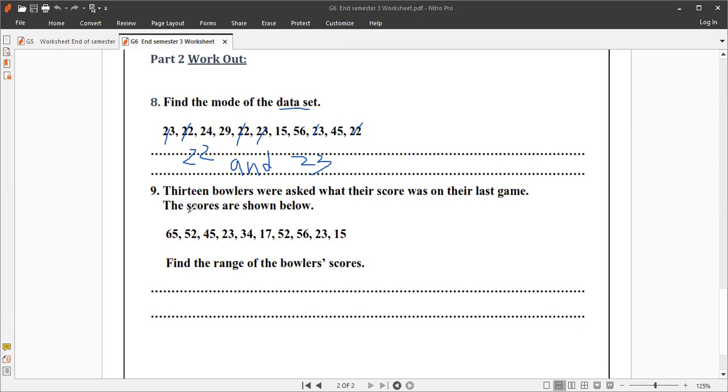Now, here we have scores. 13 bowlers were asked what their score was on their last game. The scores are shown below. These are the scores. Find the range. The range is very easy. The highest number I check. What's the highest number? The highest number is 65 minus the lowest number, which is 15, equals 50. So the range is 50.